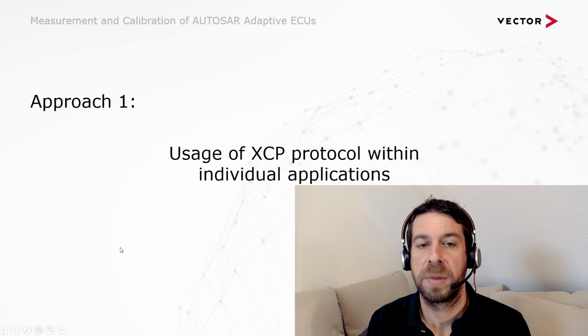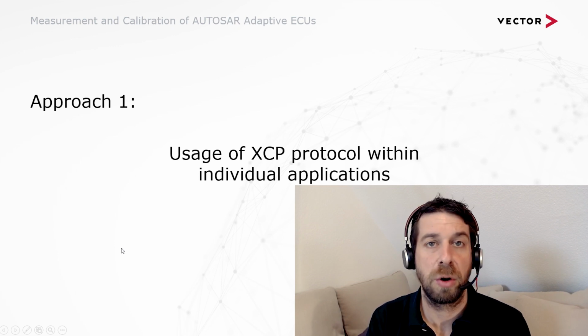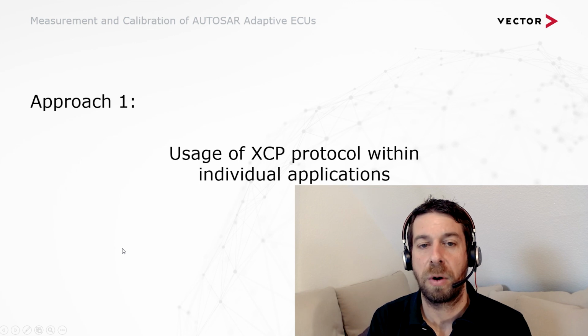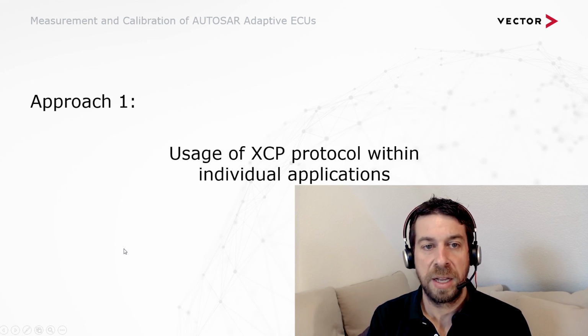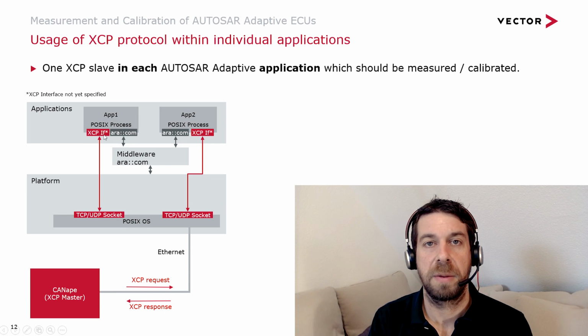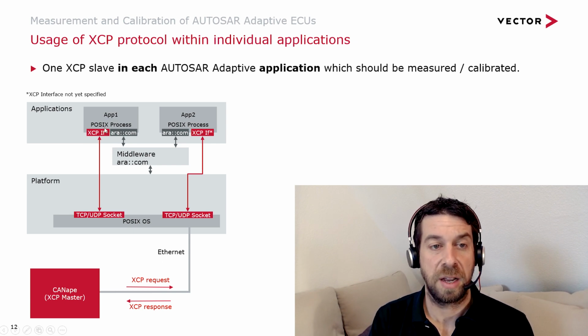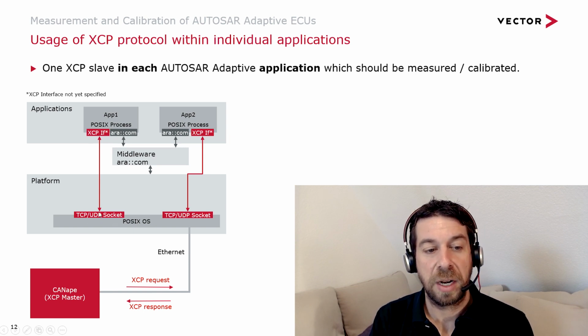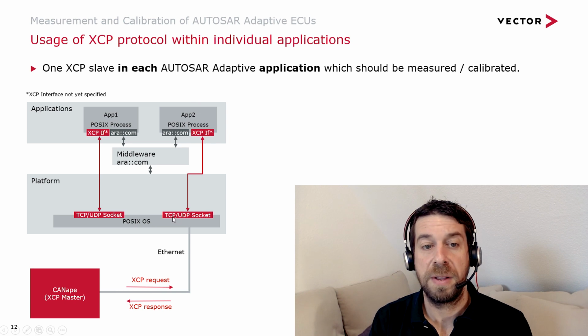For approach 1, that means we want to use our already very well known XCP protocol within individual applications. That means we have to place an XCP interface inside our applications. At the moment, there is no standard for this XCP interface. We have already done this with some customers and it works well, but there is no standard. And we always have to set up a TCP/UDP socket connection directly to our tool CANape. If we have a second application we want to measure, we need a second XCP interface inside this application, and we need another TCP/UDP socket connection.